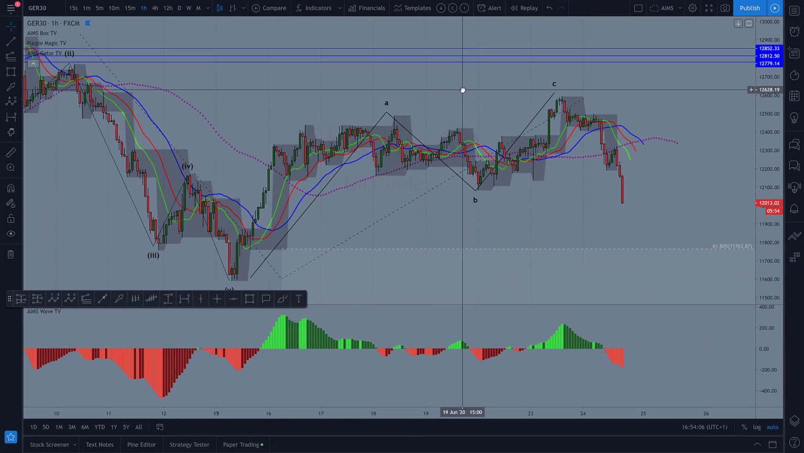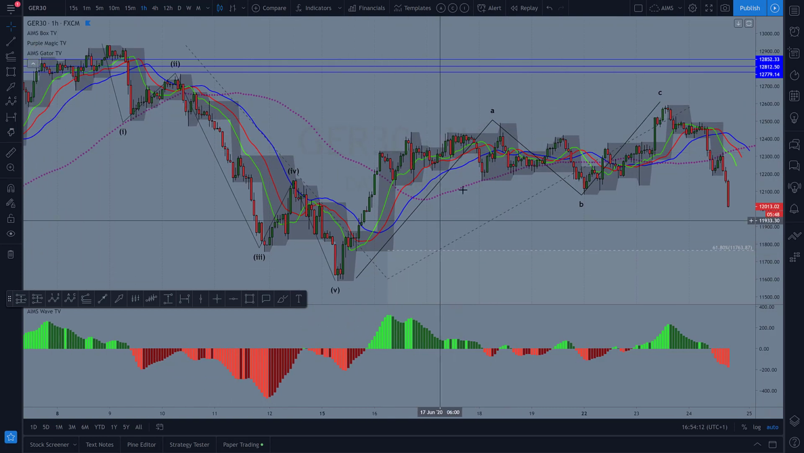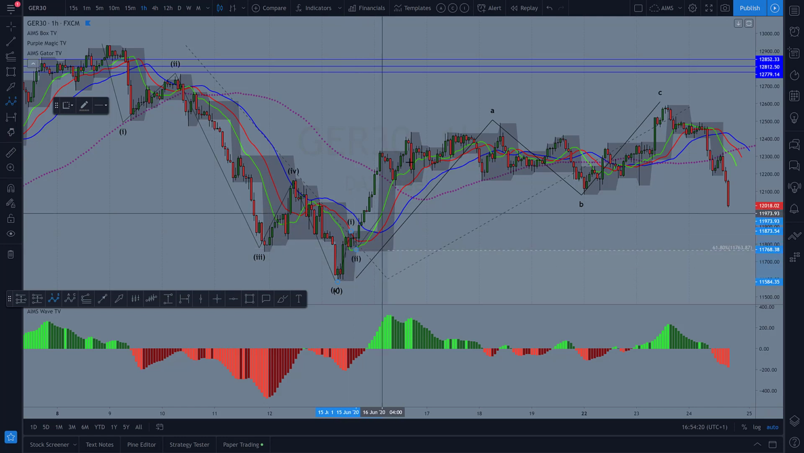Let's look at the hourly chart. So inside the hourly chart, you see even clearly the structure of this wave A. So if this is A, you will have a 1, 2, 3, 4, 5. You want me to draw that for you? Well, I'll do that as well. Okay, so that's your 1, a 2, a 3, some kind of a 4 and a 5.